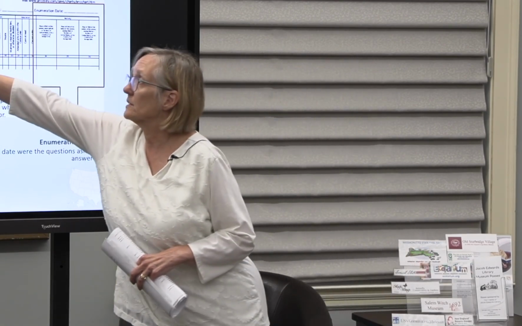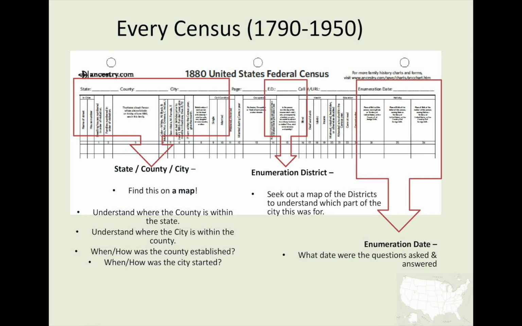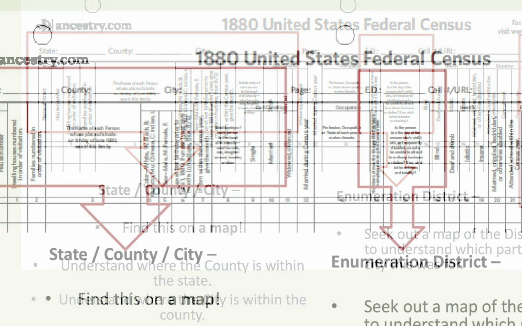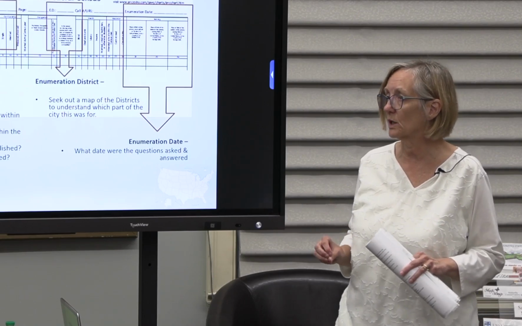You also want to look at the top and say, okay, well, what state, county, and city is this for? Right? Especially if you're near one of those borders. And then if you're in a big city, you want to look for this ED, or enumeration district. All right? When we're supposed to do a census, even when they had to do them by hand, they had a very limited time that they were supposed to get it done. We won't say they 100% made it, but they were supposed to do it fairly quickly.